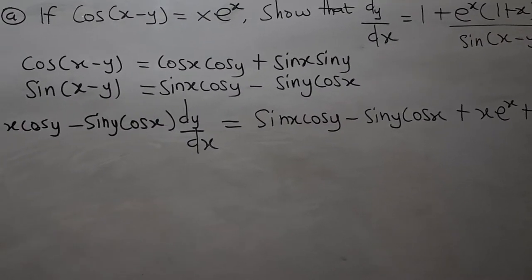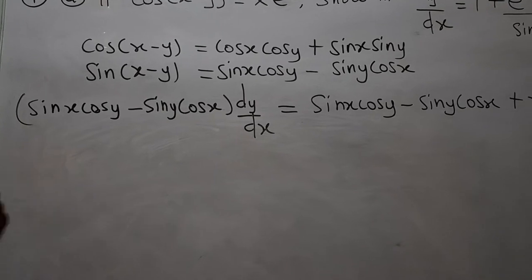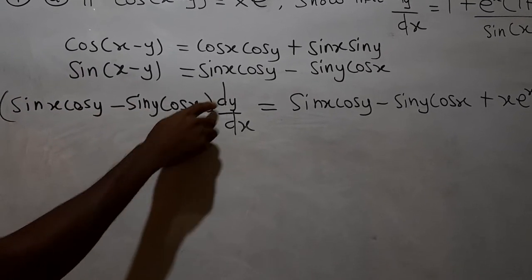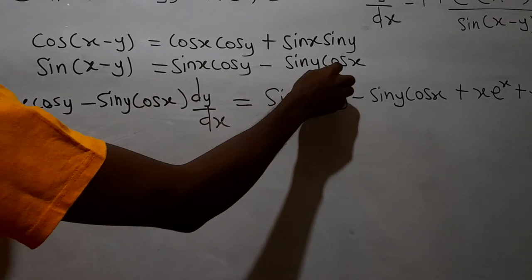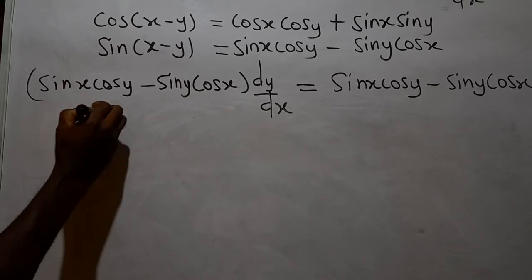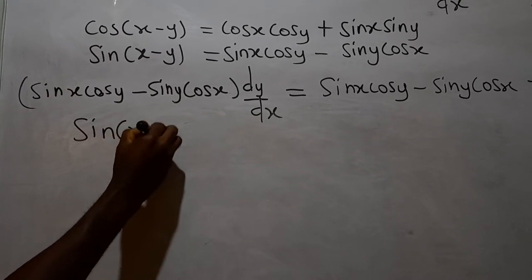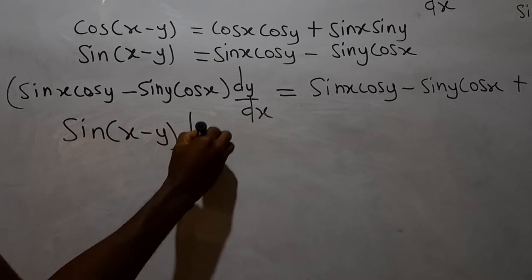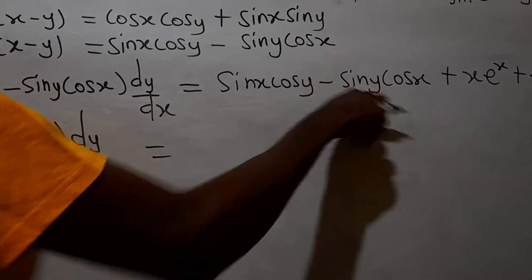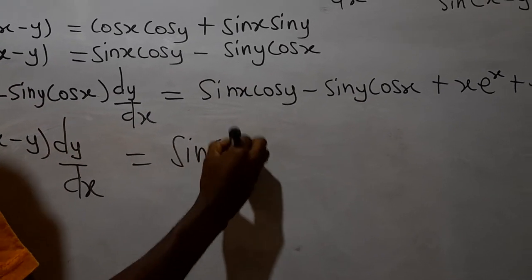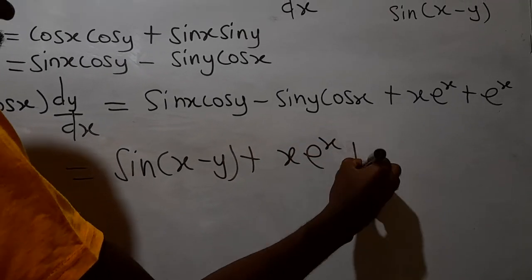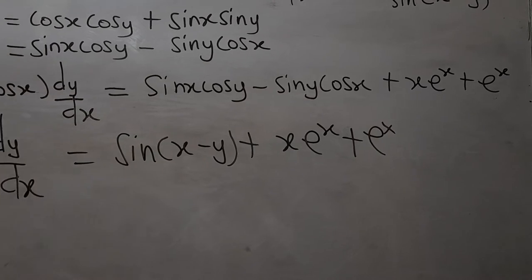Okay, so we reach this. Remember, we said that sin x cos y minus sin y cos x. Look at this: sin x cos y minus sin y cos x is sin(x minus y). So the whole of this, we can say, is sin(x minus y) dy over dx. It will be equal to, these two will be the same thing. So sin(x minus y) plus x e^x plus e^x.